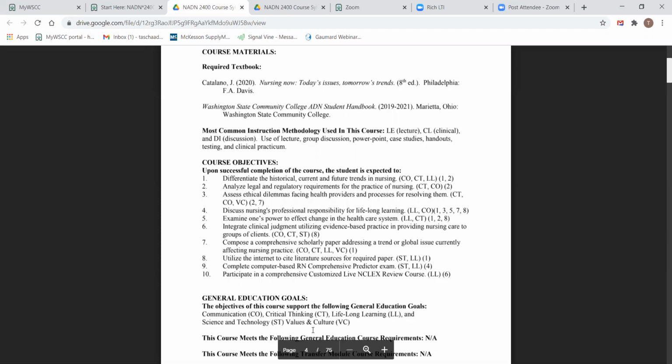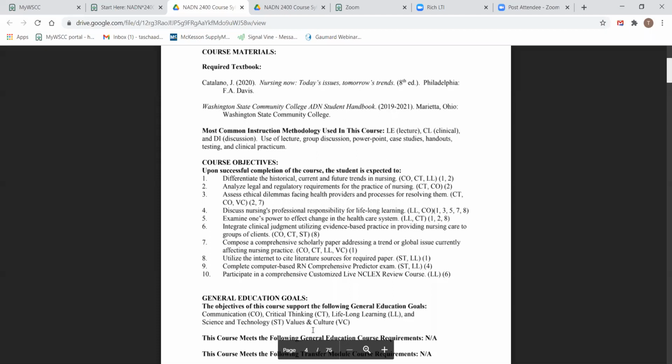Compose a comprehensive scholarly paper addressing a trend or global issue currently affecting nursing practice. Utilize the internet to cite literature sources for the required paper. Complete the computer-based RN comprehensive predictor exam, and participate in the comprehensive customized live NCLEX review course.